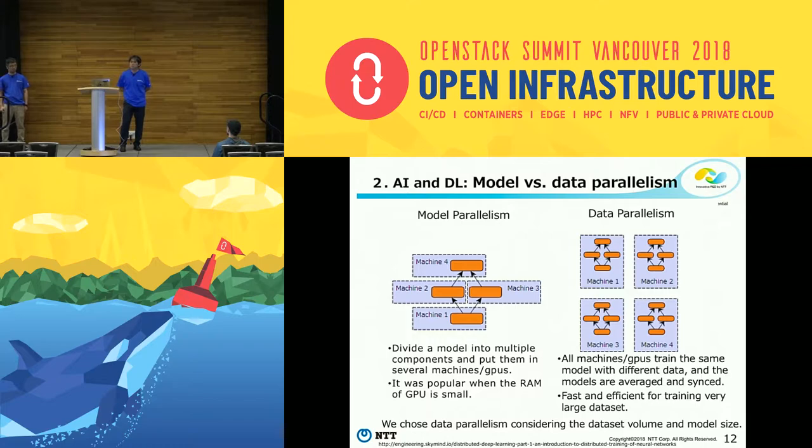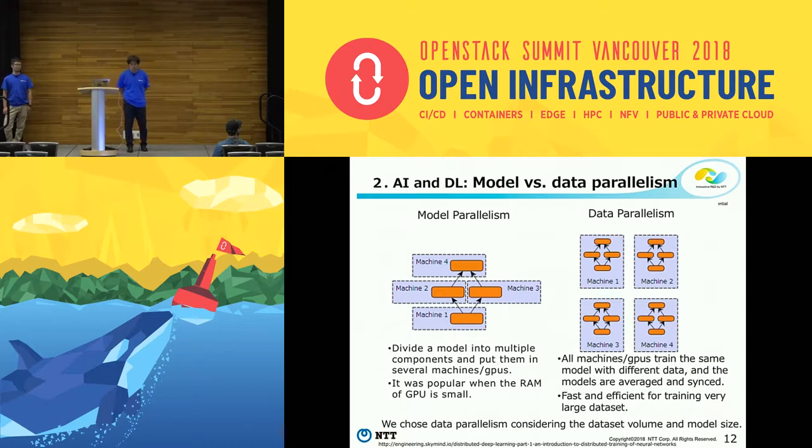There are mainly two ways to do distributed training for deep learning models. One is called model parallelism, where the model is divided into several components, and the components are copied to each GPU, and then we train the model. It has been a very popular approach when the GPU memory size is limited. But now we have GPUs with more than 10 gigabytes, even in GeForce gaming GPUs, so it does not necessarily require dividing like that.